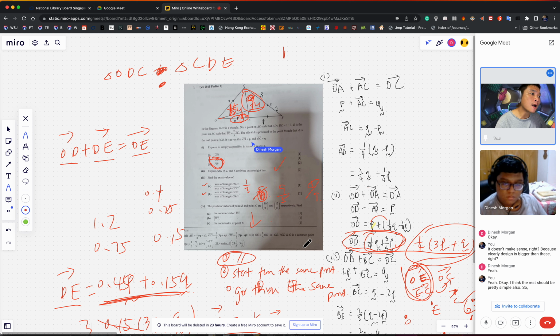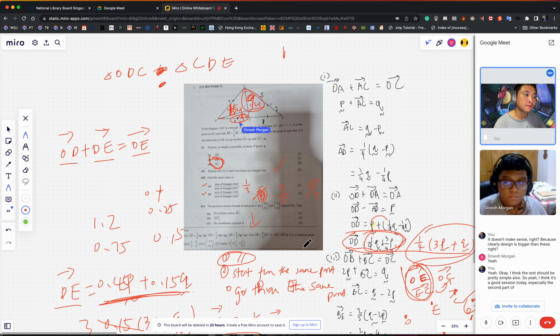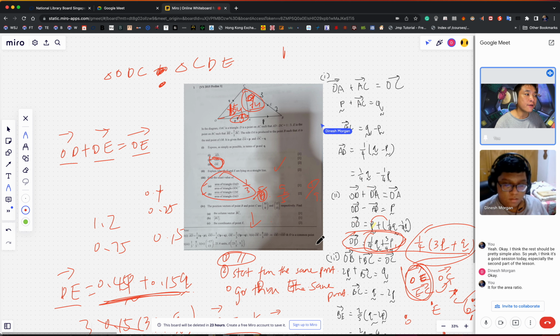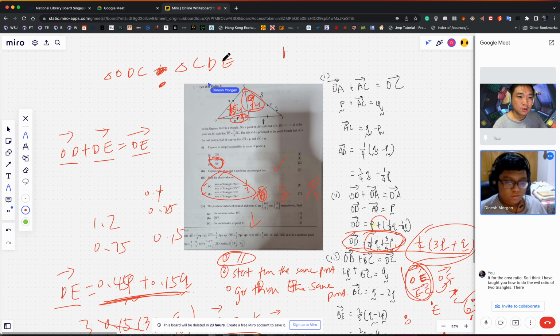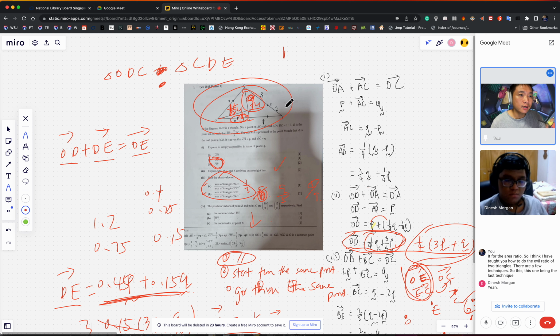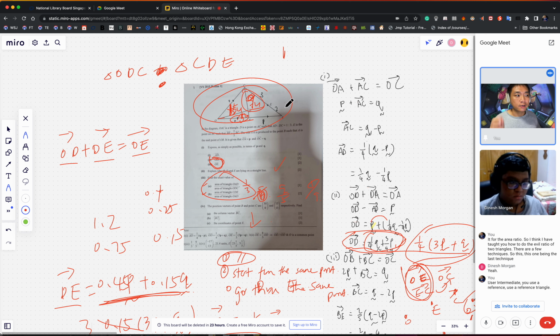I think it's a good session today, especially the second part of the lesson, the area ratio. I think I have taught you how to do the area ratio of two triangles. There are a few techniques, so this one being the last technique: use an intermediate, use a reference triangle.